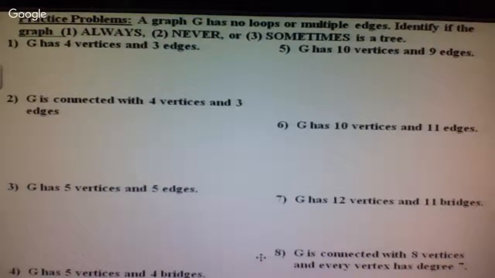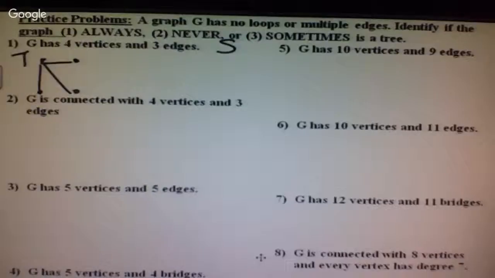It says G has 4 vertices and 3 edges. Always. Sometimes. Why would you go with sometimes instead of always? It could be sometimes because you can make a triangle with 3 edges, right? Yes. Okay, so this one is going to be sometimes. That was right. Okay. So a tree could have 4 vertices and 3 edges. That would be a tree.